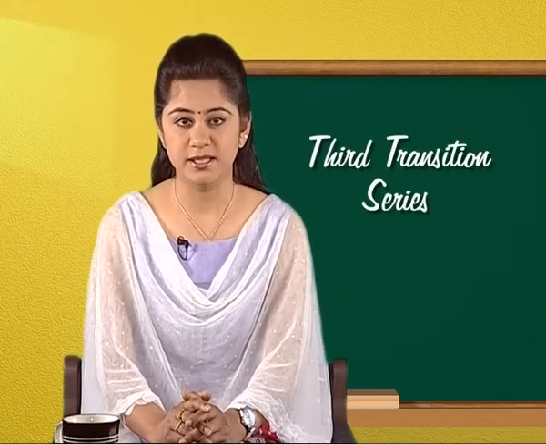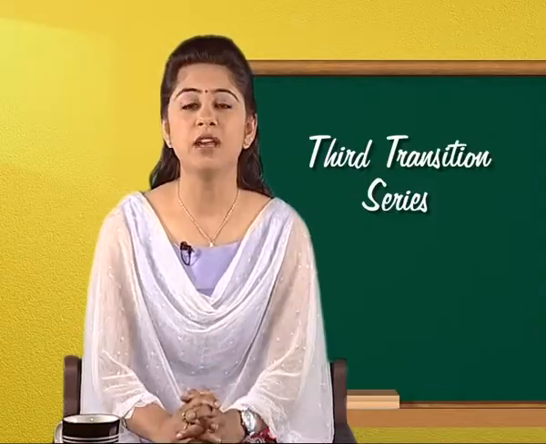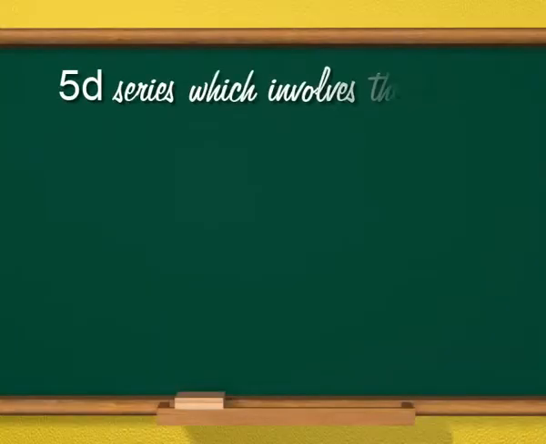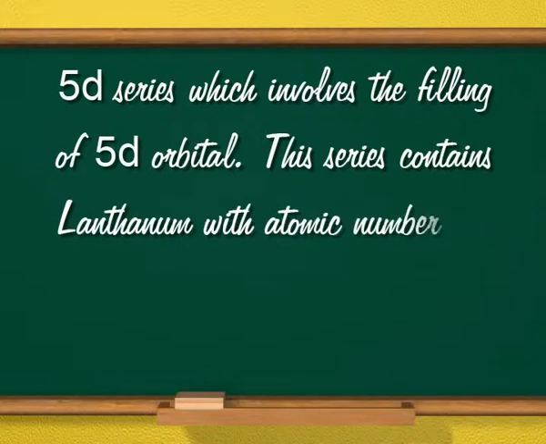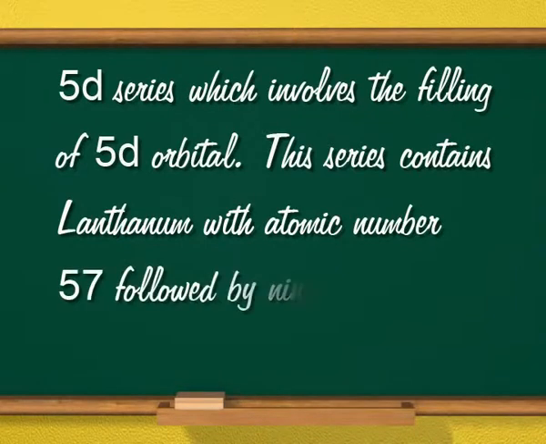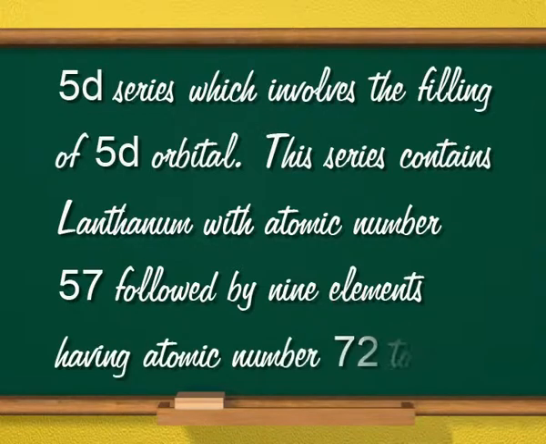Next comes third transition series. This is also called as 5d series, which involves the filling of 5d orbital. This series contains lanthanum with atomic number 57 followed by 9 elements having atomic number 72 to 80.